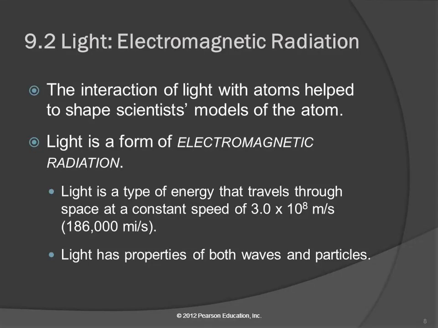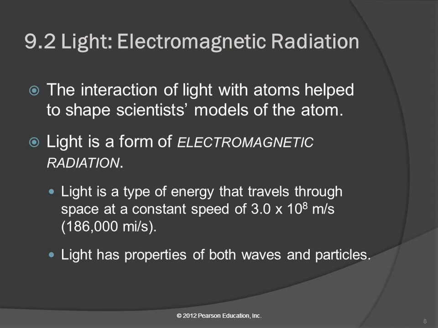So we have to understand a little bit about light before we can talk about electrons. And so we'll take a little foray into physics here. We need to understand light because it was the interaction of light with atoms that helped scientists to understand and develop the models for the atoms.